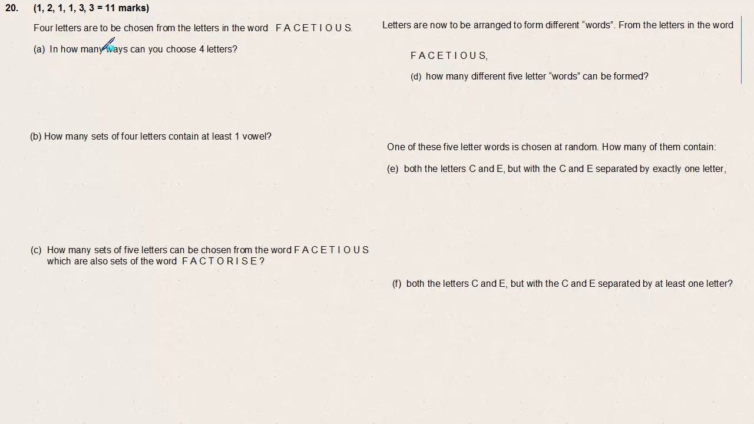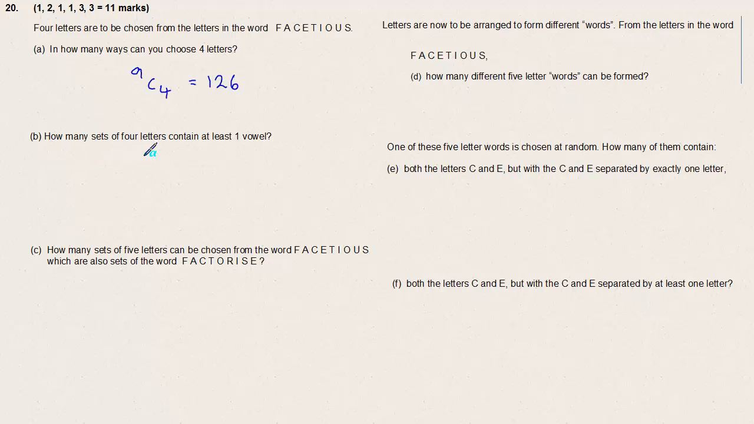Four letters are to be chosen from the letters in the word facetious. In how many ways can you choose four letters? Well, we can see there's 9 letters here and they're all different. And we're just choosing 4 letters. We're not arranging them in any way. So that's just a 9 choose 4. And if we evaluate that, that's 126.